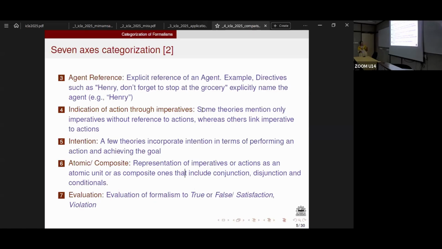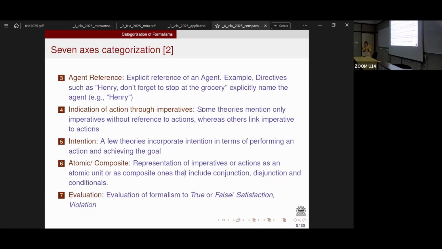Then fourth, it is going to be indication of actions. Some theories say only imperatives, some say only with respect to actions. And the fifth one is the intention, whether there is some intention attached to that imperative or not. Then whether the action representation, or the imperative representation, is atomic or composite in nature. For example, STRIPS that we see is atomic in nature, whereas some other work is going to be composite, like propositional dynamic logic.